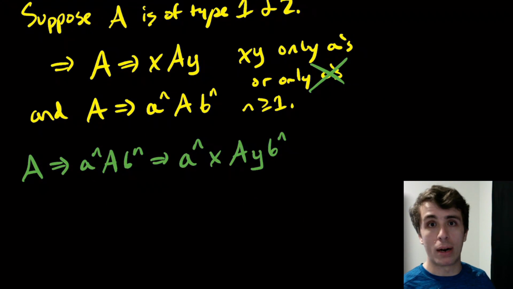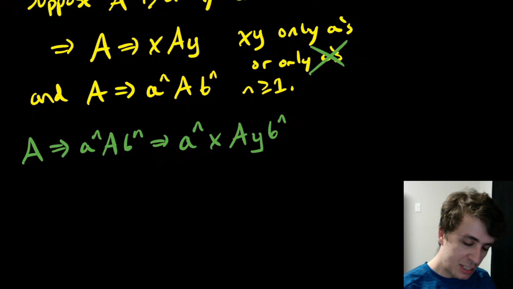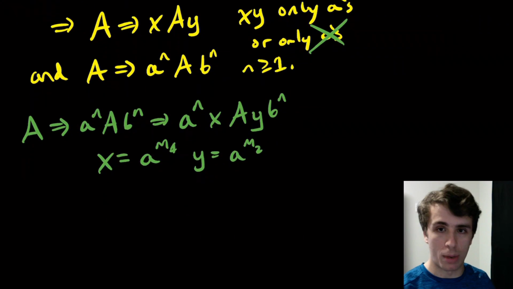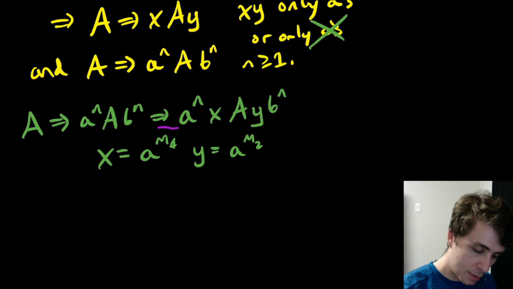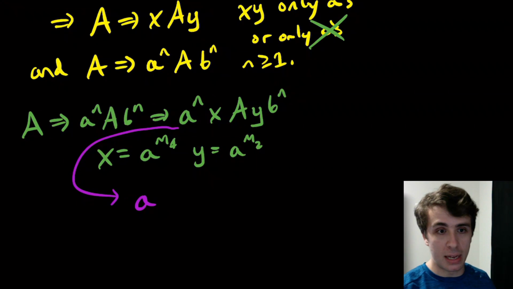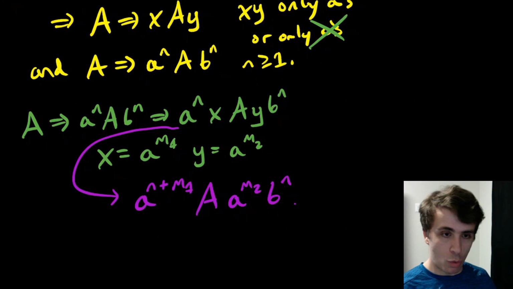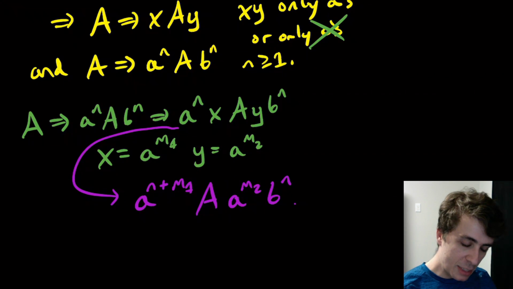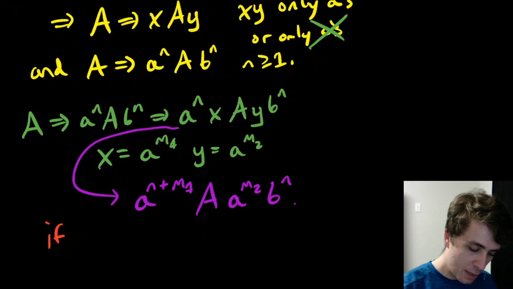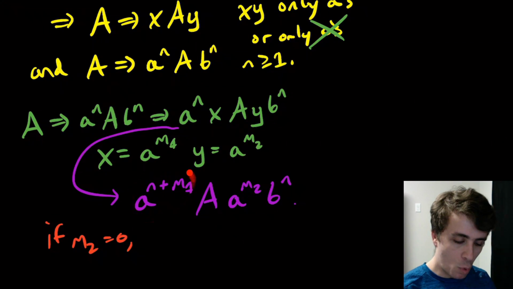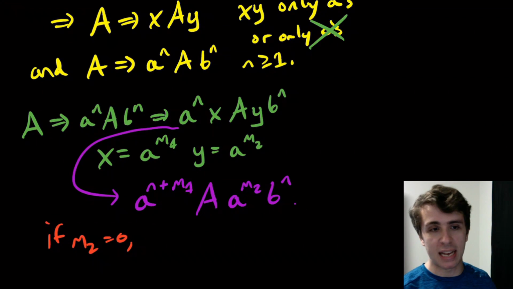Now let's look at the case where we have a's. Let's say that x is a to the m1 and y is a to the m2, so that's the number of a's in each one. What we derived is a to the n plus m1, a, a to the m2, b to the n. If m2 is 0, then we get a contradiction based on what we did before, because we get more a's over here than we have b's. So that can't be the case.